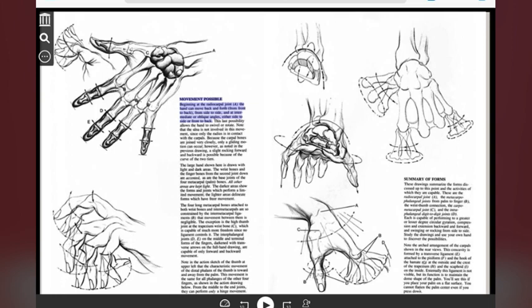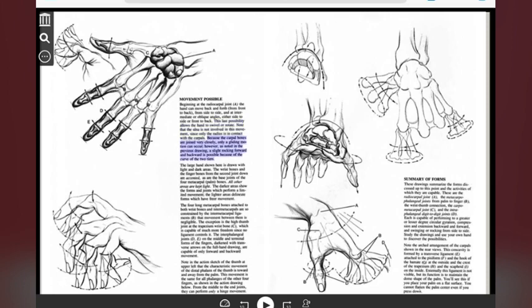Movement possible beginning at the radiocarpal joint, A. The hand can move back and forth, from front to back, from side to side, and at intermediate or oblique angles, either side to side or front to back. This last possibility allows the hand to swivel or rotate. Note that the ulna is not involved in this movement, since only the radius is in contact with the carpals.